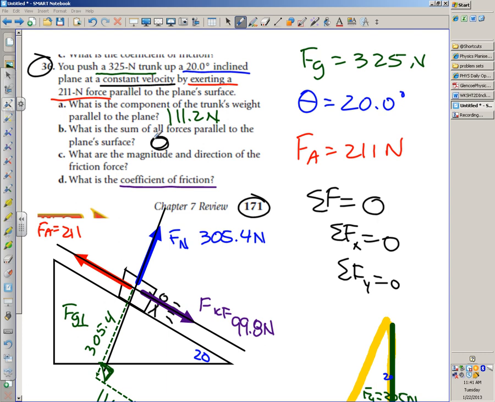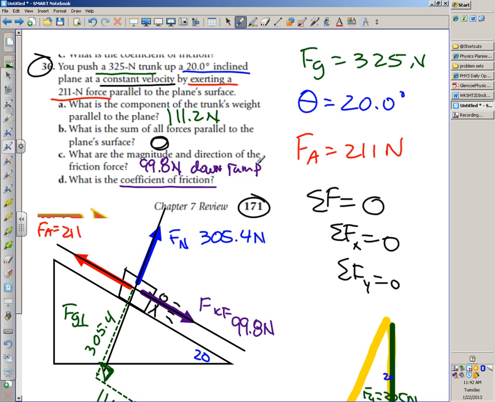C, what are the magnitude and direction of the frictional force? Well, we know the frictional force we calculated to be 99.8 newtons. Technically, on that parallel axis, there is a positive direction and a negative direction, but it gets a little confusing sometimes because some people want to call up the ramp positive, some people want to call down the ramp positive, some people want to call whichever way the object is moving positive. So as far as the direction goes, why don't we just say down the ramp? Okay? And then we don't have to worry about positive or negative or whatever.